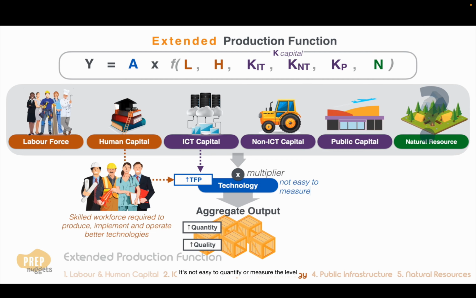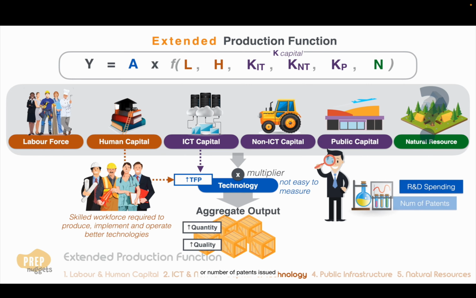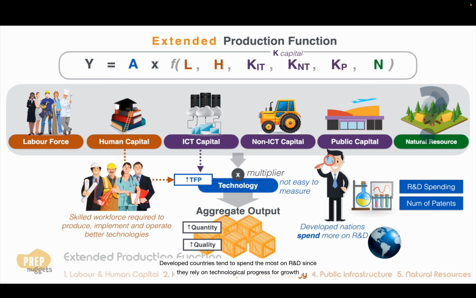It's not easy to quantify or measure the level of technology of an economy. Researchers have examined proxies such as R&D spending or number of patents issued. Developed countries tend to spend the most on R&D since they rely on technological progress for growth given their high existing capital stock and slower population growth. In contrast, developing countries often copy the technological innovations of developed countries and thus invest less in R&D as a percentage of GDP.